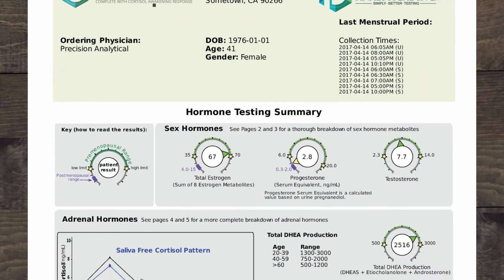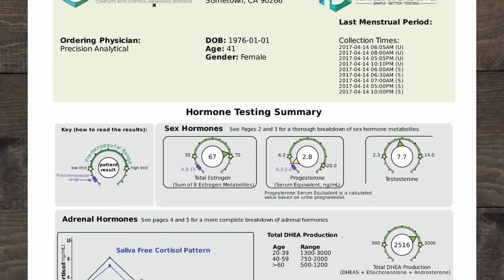When you're going through the Dutch Plus report, starting on page 1, you'll see an overview of your hormone levels. At the top, you'll see the level of estrogen. For women, you'll see the progesterone given as a serum equivalent, and then testosterone. As you go further into the report, you'll see more detailed information about these hormones and their metabolites.